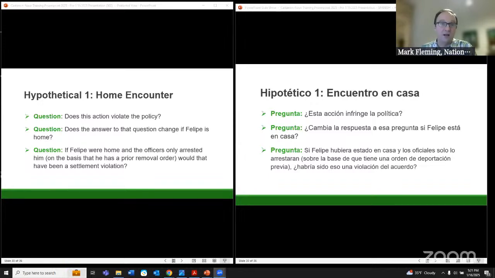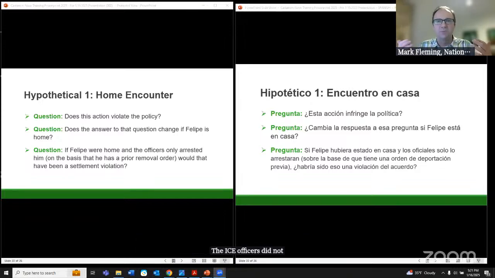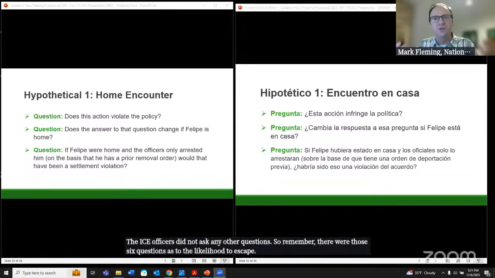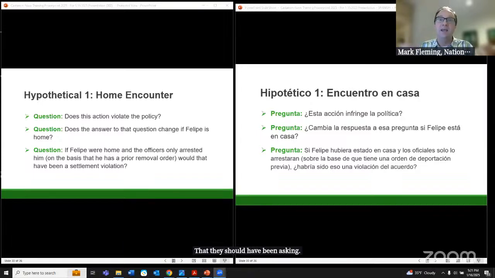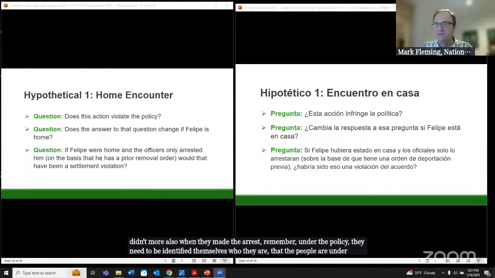But I guess the big but is yes, this is a violation of the policy on the back end, which is they did provide some identification. The ICE officers did not ask any other questions. So remember, there were those 6 questions as to the likelihood to escape that they should have been asking, that they didn't. And also, when they made the arrest, remember, under the policy, they need to be identifying themselves, who they are, that the people are under arrest, and providing the reason for the arrest.